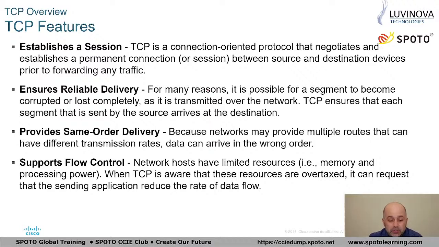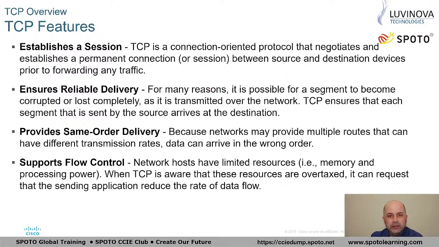Next, ensure reliable delivery. For many reasons, it is possible for a segment to become corrupted or lost completely. Many reasons for that: a loose cable, a cut cable, a broken device, or something. So the data can be corrupted or even completely scrapped as it's transmitted over the network. So TCP ensures that each segment that is sent by the source arrives at the destination. If that data has been scrapped or lost, the source will send it again.